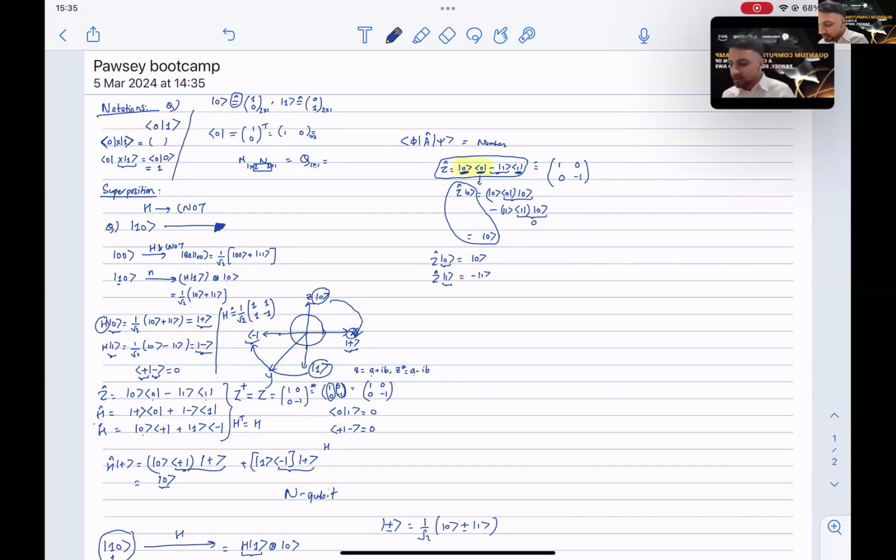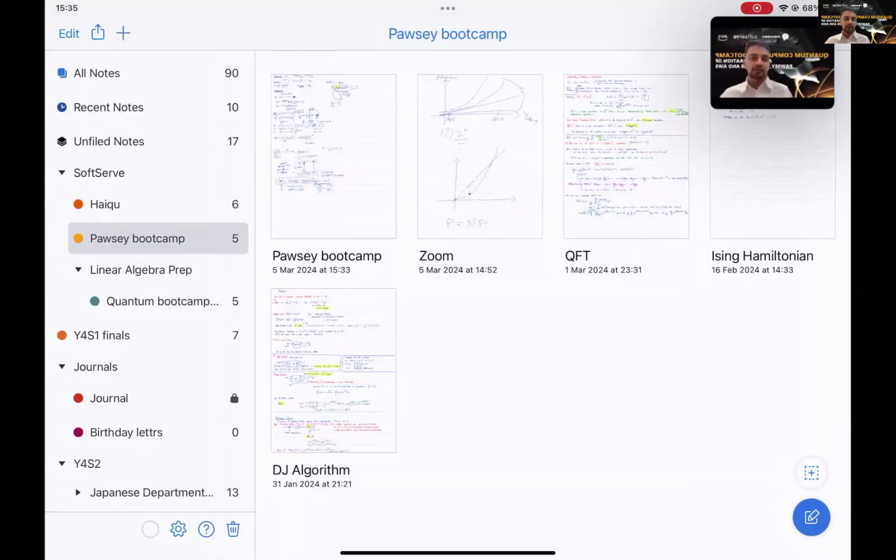Okay, so we're going to run out of time, so let's go through the Deutsch-Jozsa algorithm. You're welcome, Nima. Okay, so let me stop sharing my screen first, and I'll share my slides. Okay.